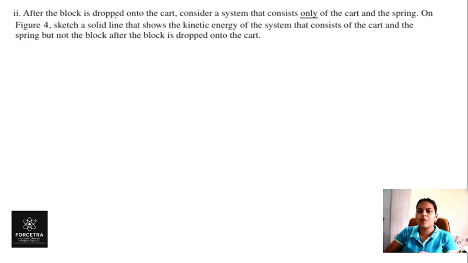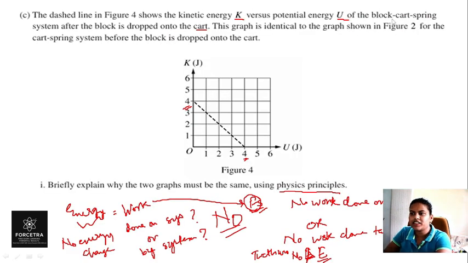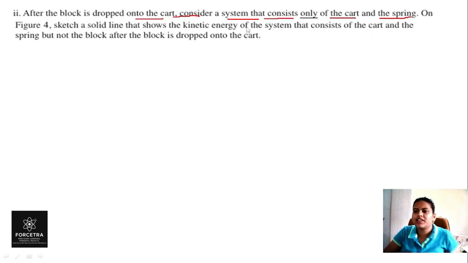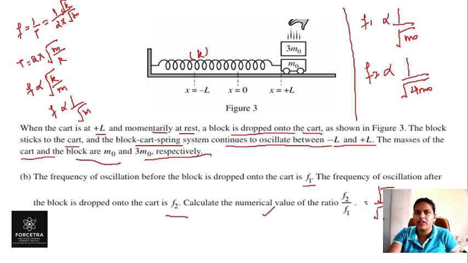Second part: after the block is dropped onto the cart, consider a system that consists only of cart and spring. So this potential energy is what? The block, cart, spring system. And in this same graph, now it is saying consider a system consisting only of cart and spring after the block is dropped on the cart. Don't confuse yourself with the first scenario. I am just talking about this scenario only.